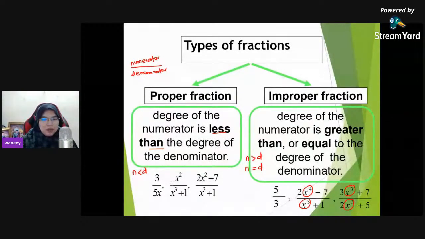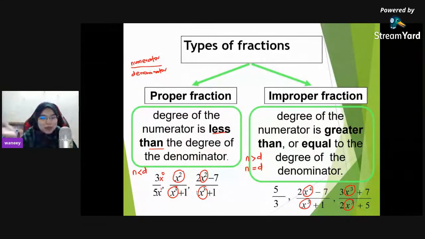Okay, so let us check this one. This is x squared, this is x cubed. So the degree of your numerator is less than your denominator. So this is a proper fraction. This is x squared, this is x cubed, so this is also a proper fraction. This one is a number without the x, so this is actually x to the power of 0. Again, 0 is less than x to the power of 1, so this is also a proper fraction.